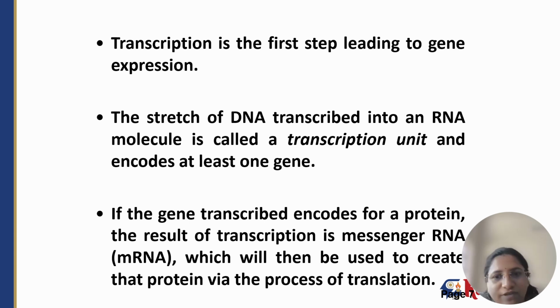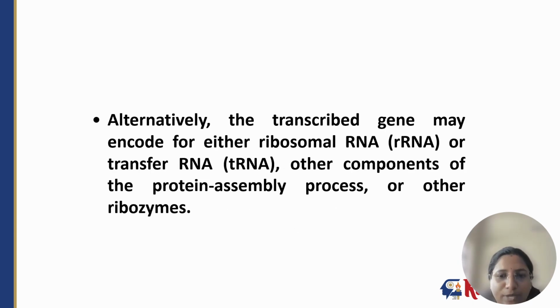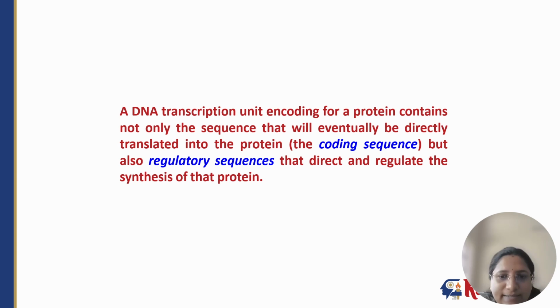So this stretch of DNA is transcribed into an mRNA molecule, which is called the transcription unit, and it encodes at least one gene. If the gene transcribed encodes for a protein, the result of transcription is the messenger RNA, which will then be used for the protein process. Alternatively, the transcribed gene is encoded for either rRNA, that is ribosomal RNA, or tRNA or other components of the protein assembly in the ribosomes.